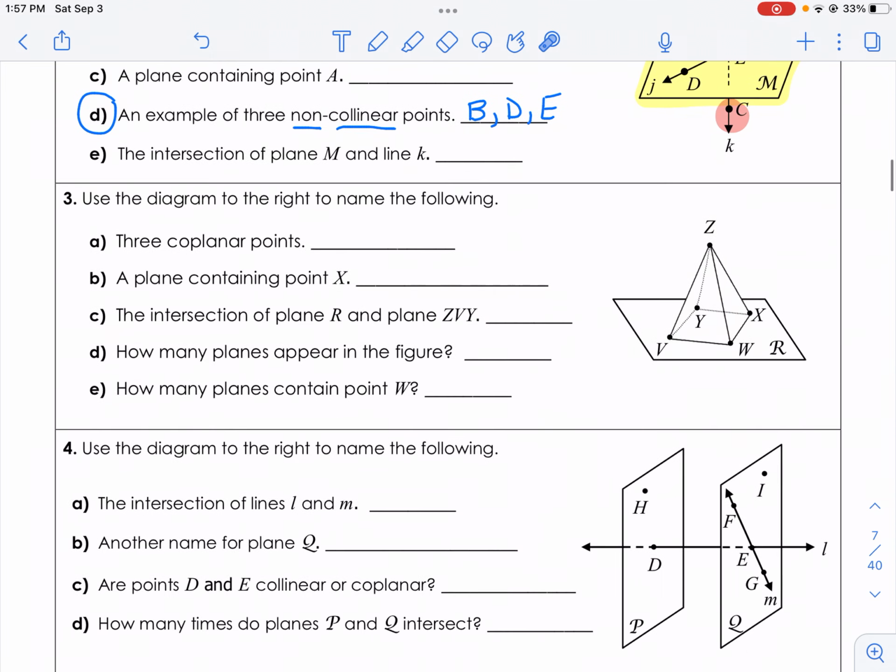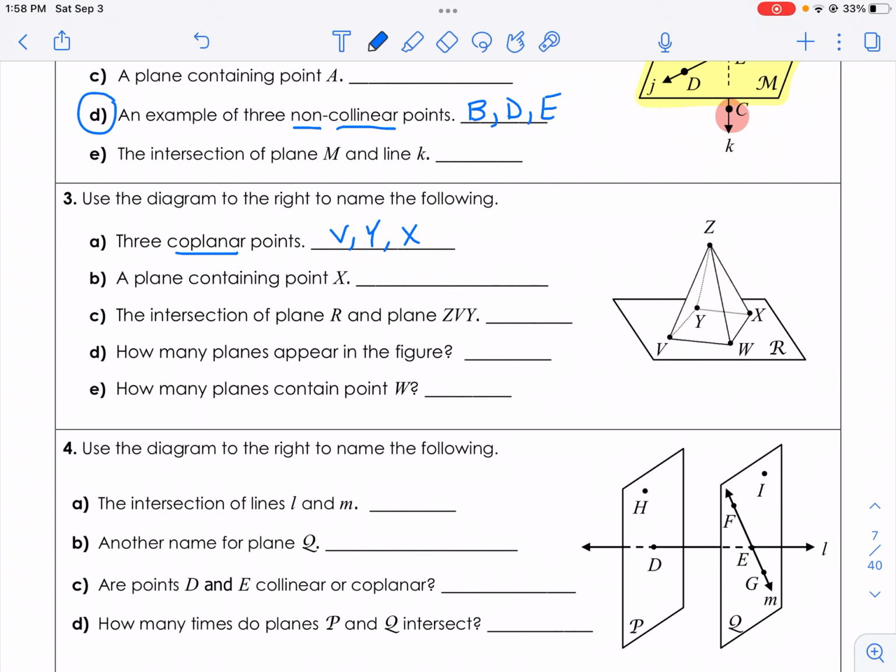Let's look down at C, because these can be kind of tricky. 3 coplanar points. I think we jumped over that before, but coplanar means they share the same plane. So I'm looking at this bottom, kind of that plane R at the bottom. If I'm just naming 3 of them, let me do V, Y, and X.